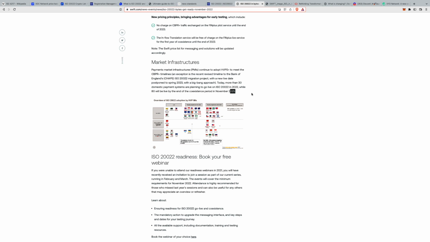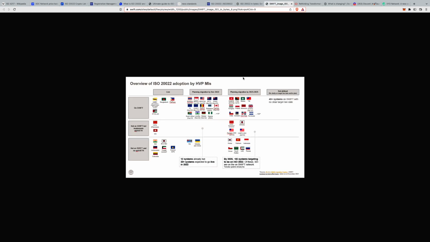So unlock value with ISO 20022. Improve straight-through processing, global interoperability in financial messaging, reduce payment processing costs, deeper customer relationships, enhance transaction traceability, harmonization across clearing systems. So then you have the timelines, 2022, right over here. So end of coexistence, November 2025. Migration postponed to Q4 2023 for Hong Kong and Fedwire US. And yeah, so we're in the final stages.